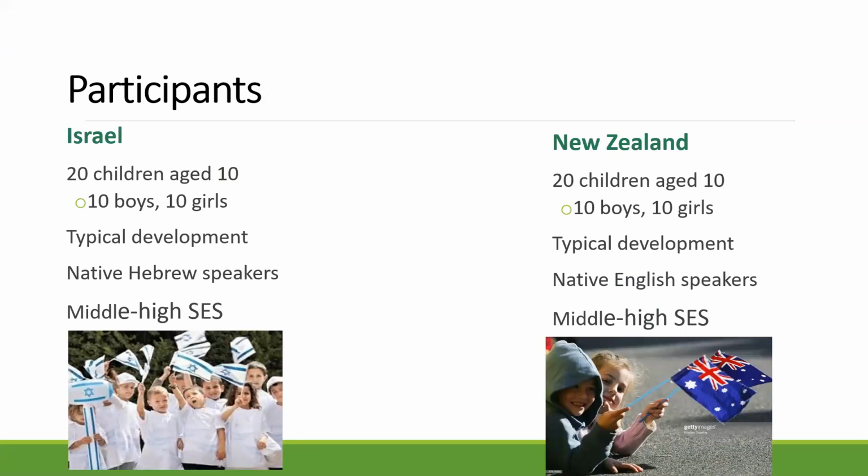The Israeli participants included 20 children, 10 boys and 10 girls, all with typical development, native Hebrew speakers from middle to high SES, according to a demographic questionnaire that was developed for this study. They were compared to 20 matched New Zealand children who told the same narratives under the same conditions.